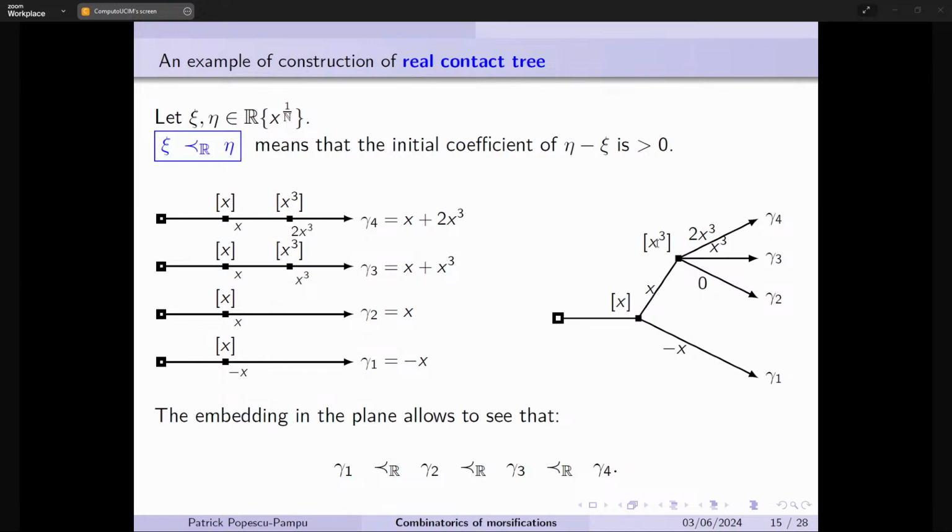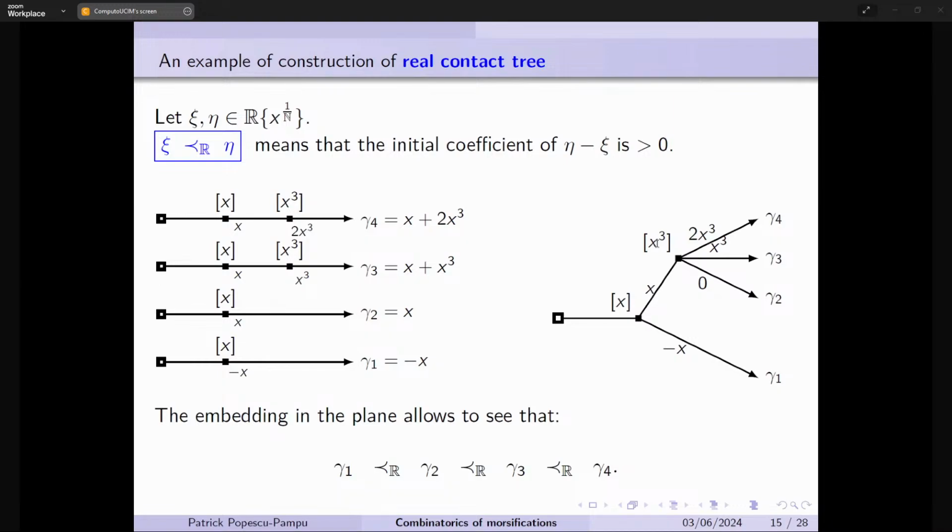We will use a notation: when psi and eta are two Newton-Puiseux series, we say that psi is smaller than eta when the difference has an initial coefficient which is bigger than 0. Which means that, in fact, for x sufficiently small, we will have that psi of x is smaller than eta of x. So it describes asymptotically what happens when the parameter converges to the origin.